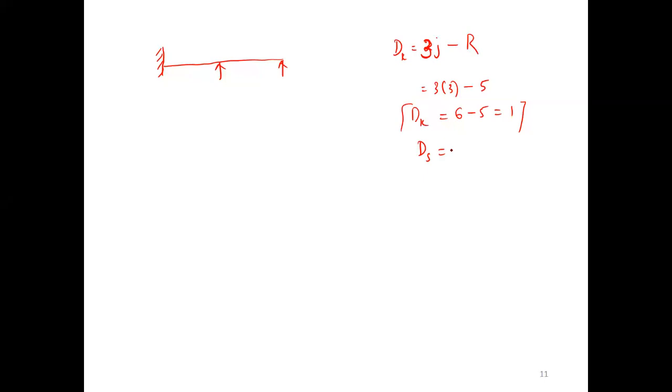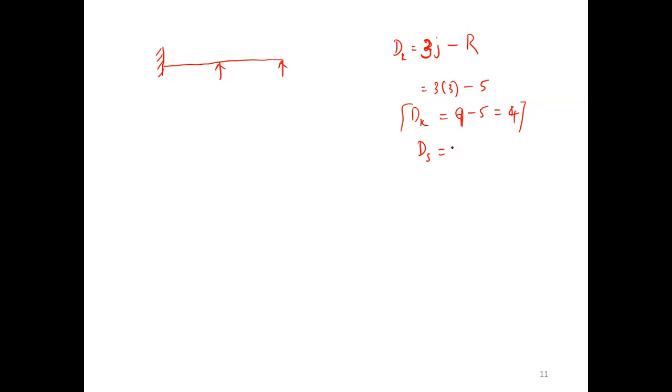Sir, 6 minus 5, sir. What? Sir, 9 minus 5, sir. Not 9 minus 5. How much is 9 minus 5? 4. Okay. What is DS? What is the static indeterminacy? Someone put a message: static indeterminacy 4. Oh yes. Okay. Good.